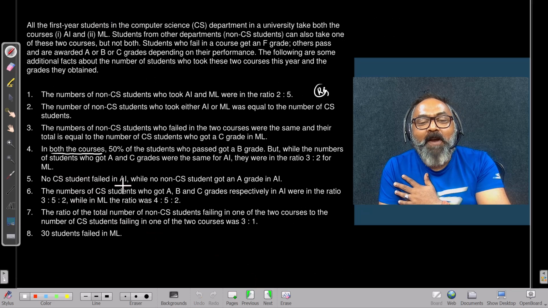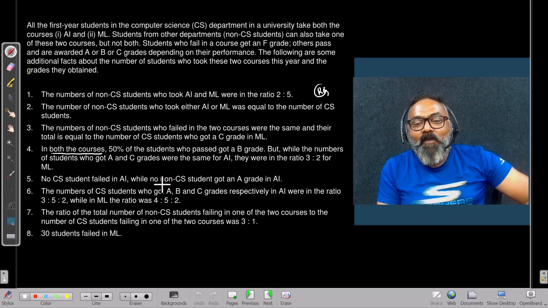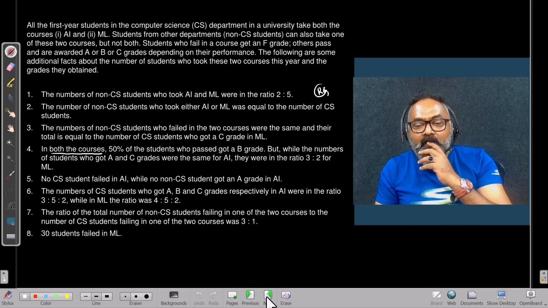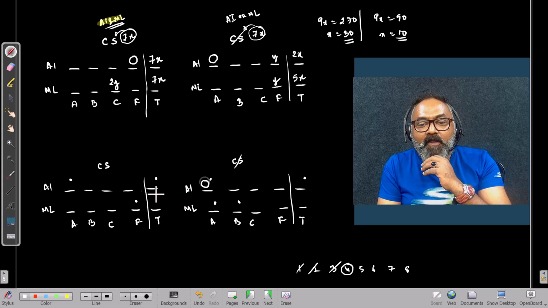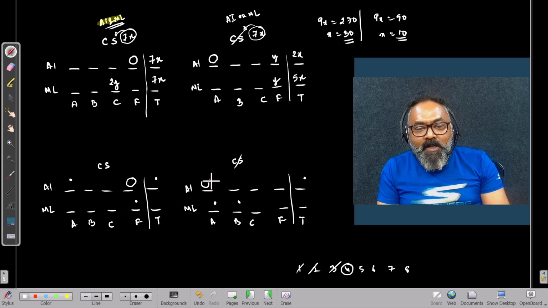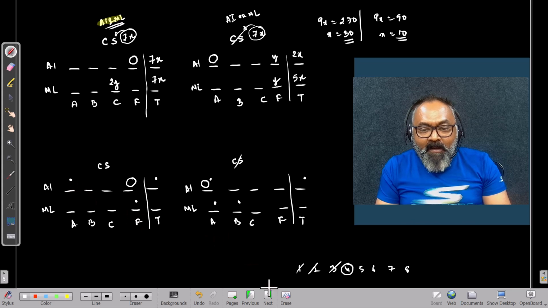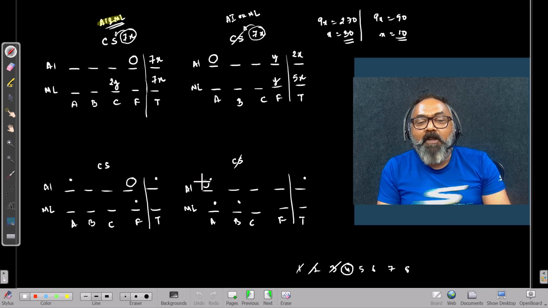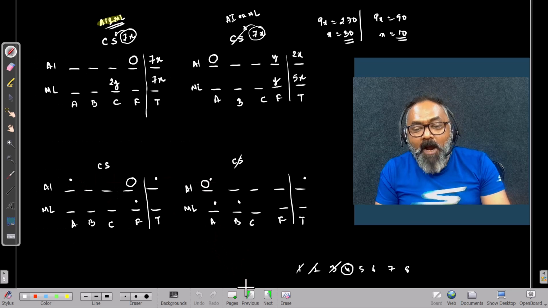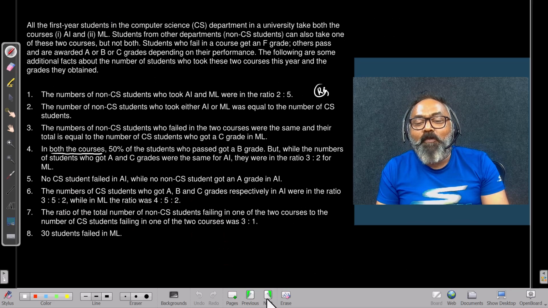No CS student failed in AI, while no non-CS students got an A grade in AI. So this is 0, and this is also 0, which means this is 0. This is also 0, which is great. I think there is a question asking how many students got A grade in AI. That means this plus this. Very interesting. So we're almost there. We got 5 out.